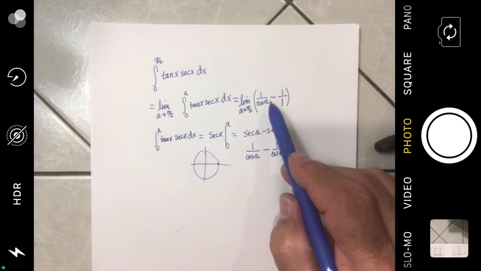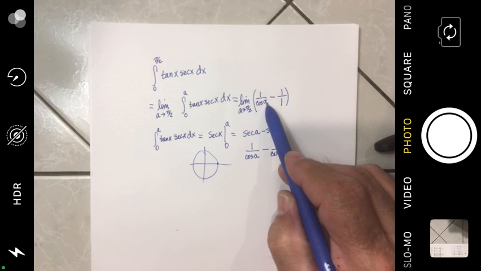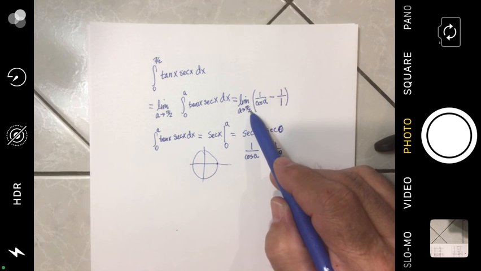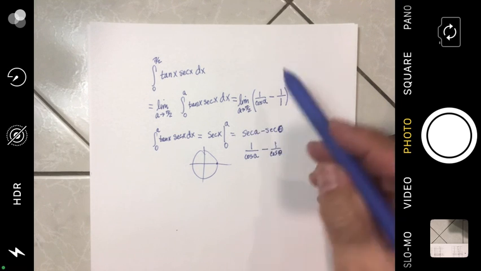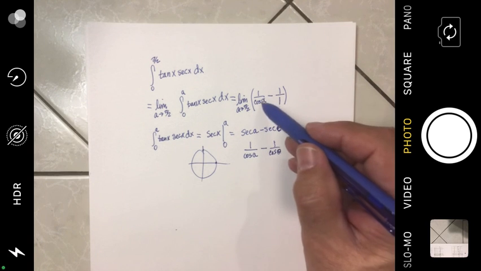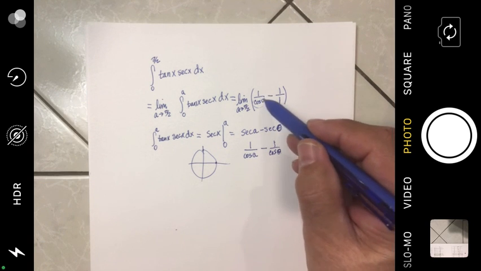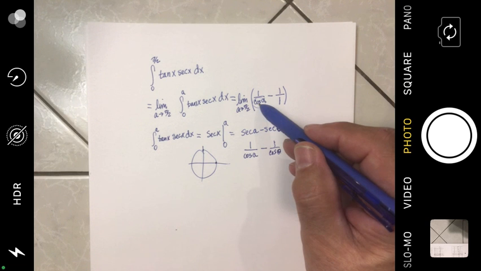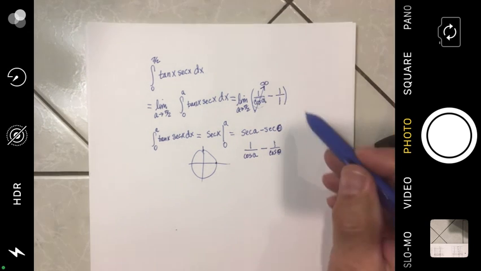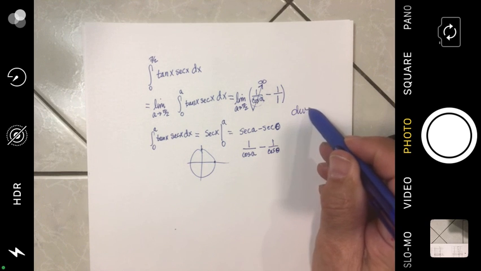So what happens here? Well, what's the cosine of pi over 2? Well, pi over 2 is here, and the cosine becomes 0. If the denominator of a fraction goes to 0, the whole fraction gets really large, and so this would diverge.